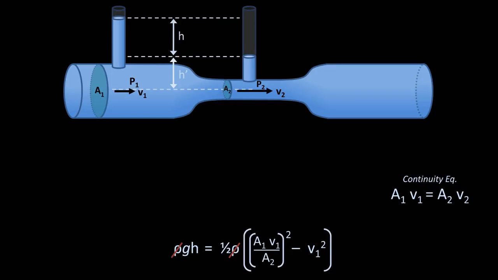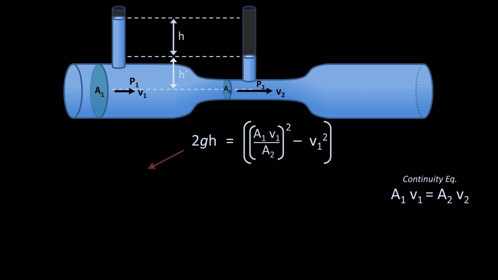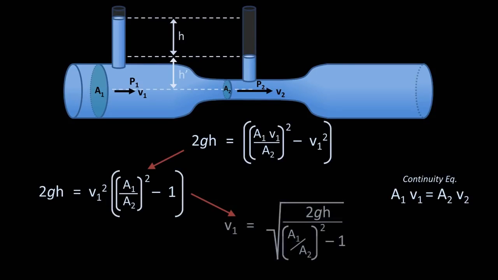At this point, we leave physics behind and concentrate just on the algebra. Multiply both sides of the equation by 2, factor out the v1 squared, and solve for v1. To arrive at an expression for v2, substitute all of this back into the continuity equation. This answer might initially look ugly and cumbersome, but I actually find it kind of awesome that the velocity of fluid moving through this tube can be determined from the ratio of the cross-sectional areas and the difference in column height.